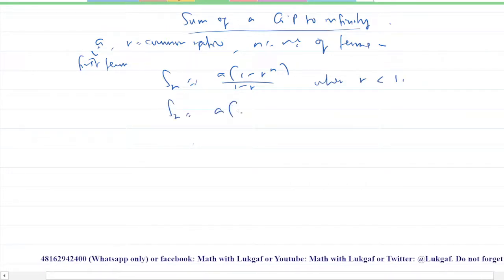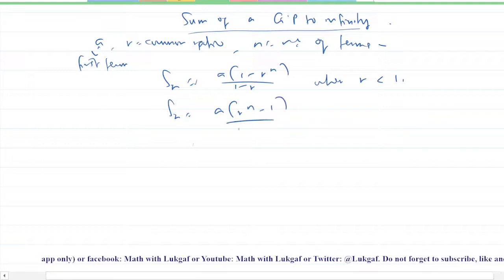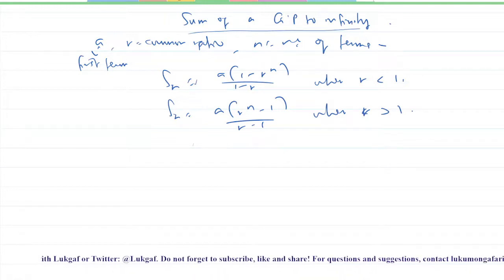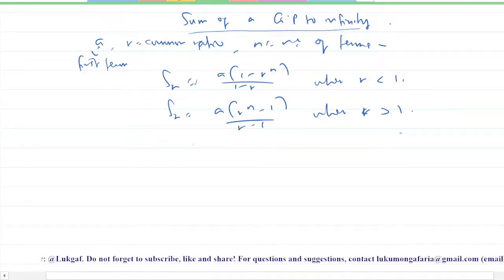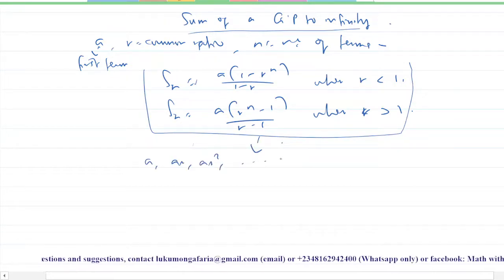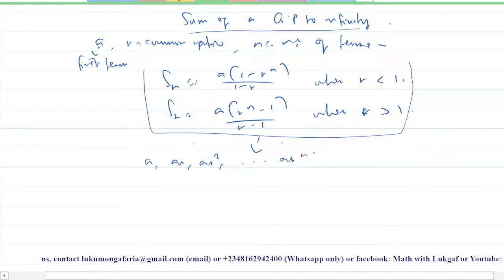And you can use this other formula as well when R is greater than 1. This sum works for this kind of sequence, when you have A, AR, AR squared, up to the nth term, which is AR to the power N minus 1.